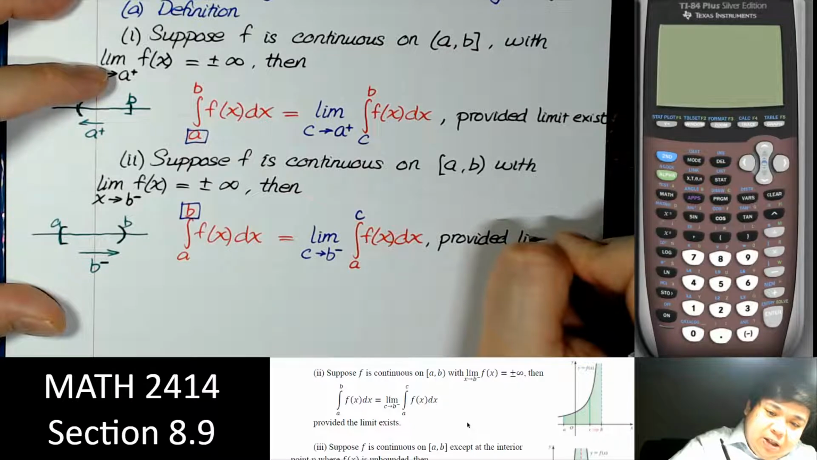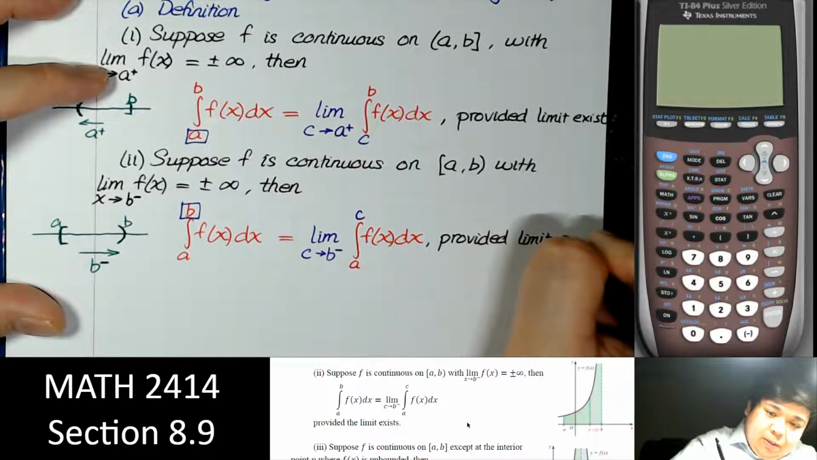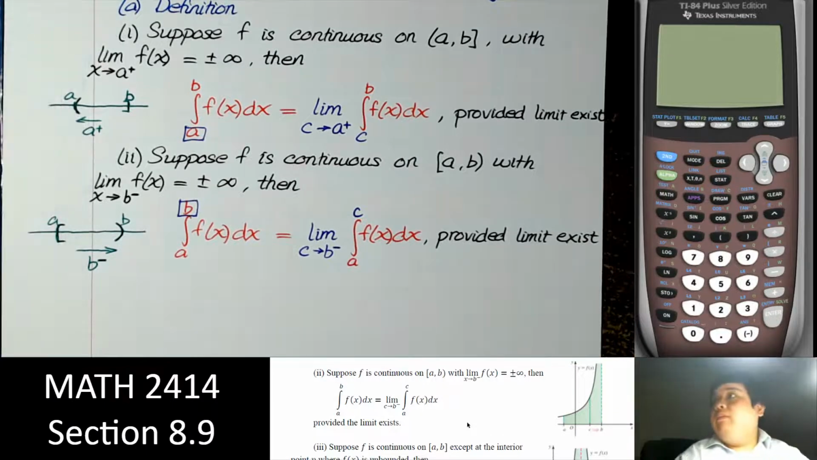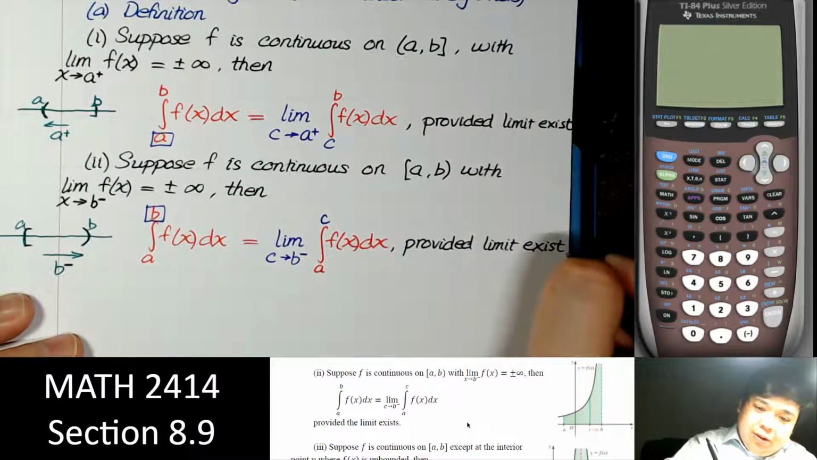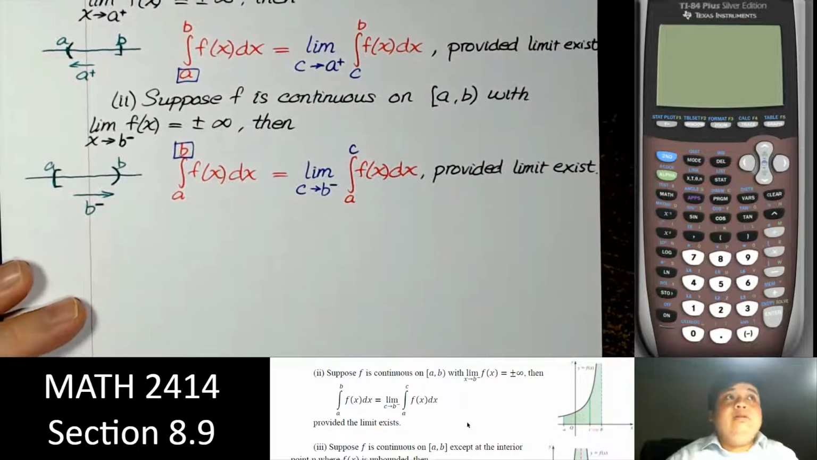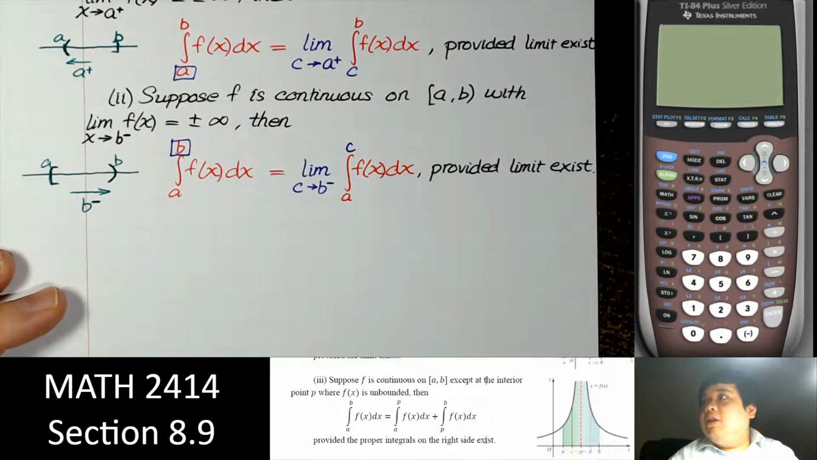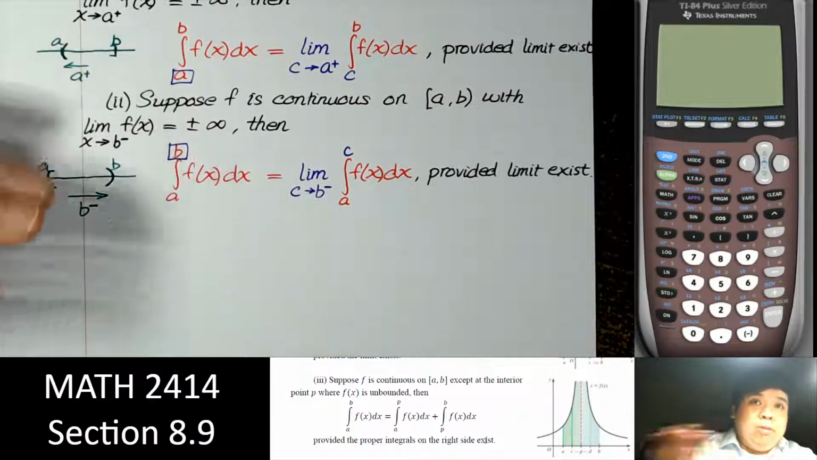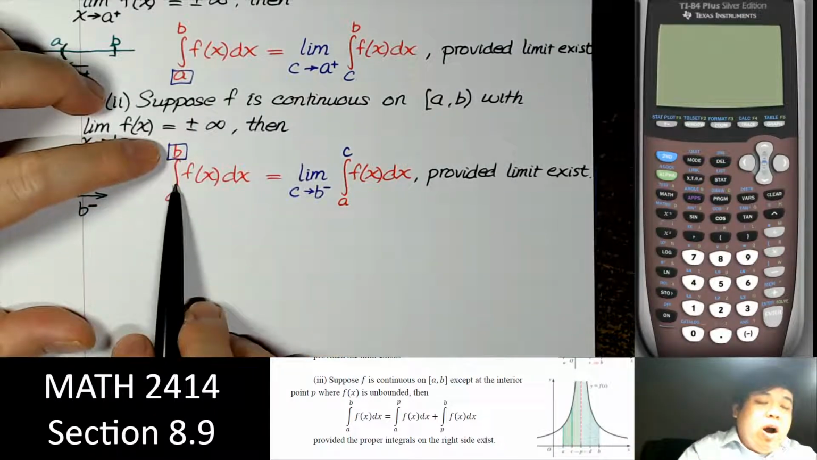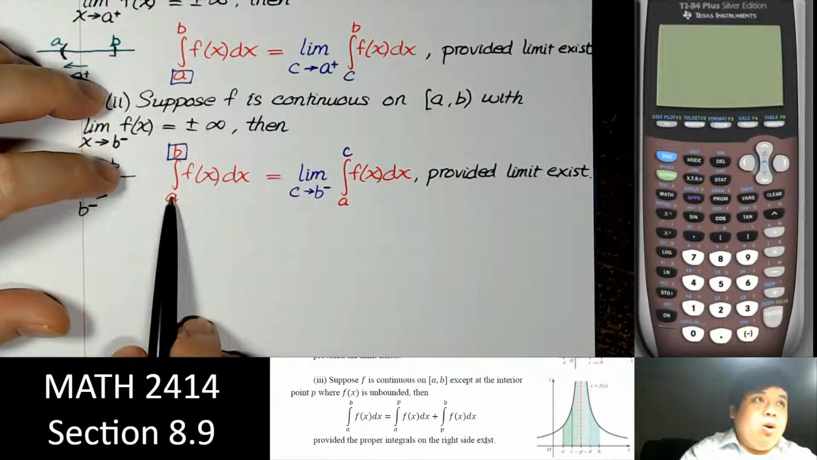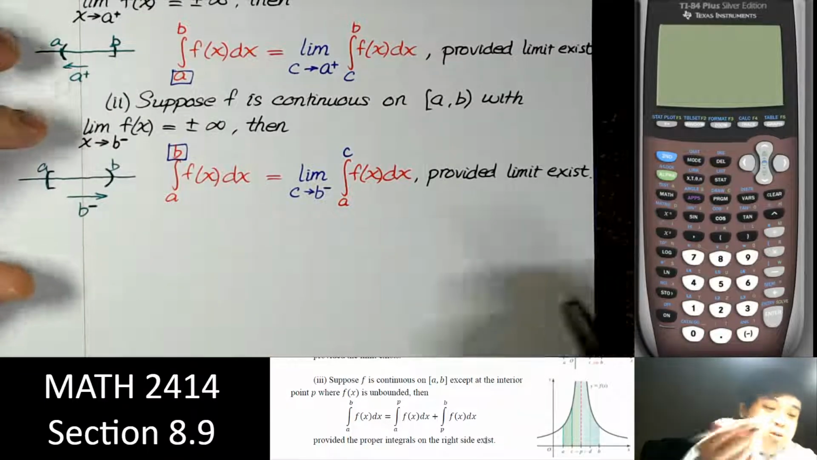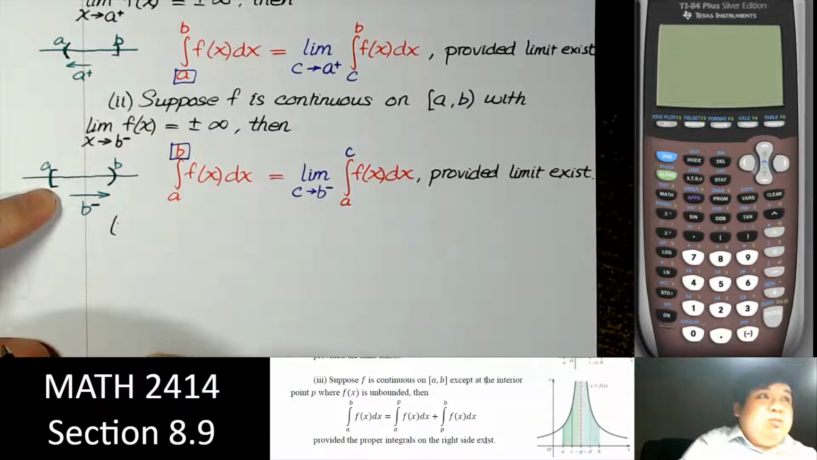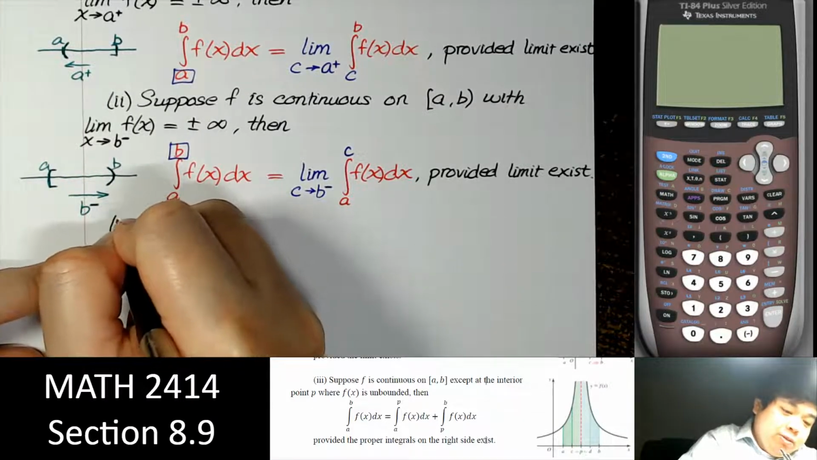Provided the limit exists. Right. So if the limit is the problem, if one of the upper or lower limits of an integral is a problem, remove that, put something else in it, and check the limit as it goes close to that point.